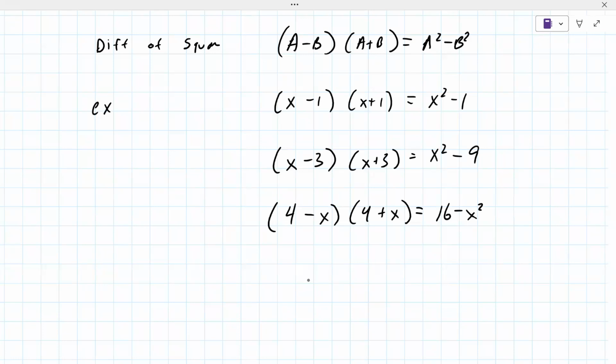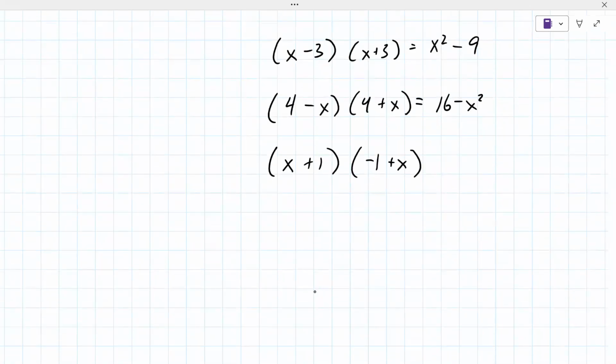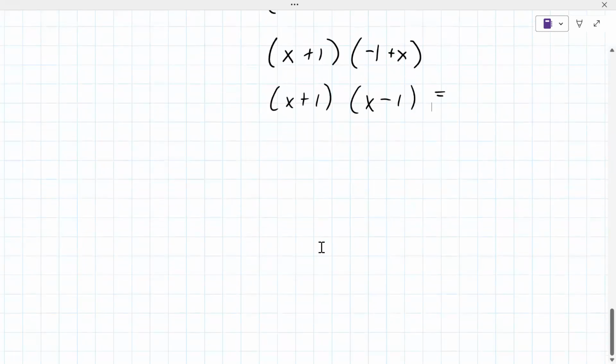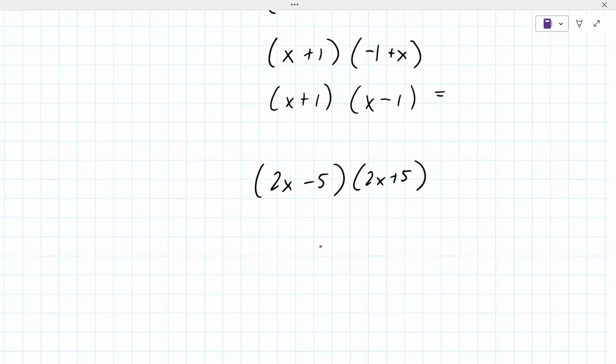All right. Now your teacher could be deceptive though, and they could do something like this: x plus 1, minus 1 plus x. Is that difference of squares? Well, it doesn't look like it. But if you rearrange it and you go x minus 1 on the right, x plus 1 on the left, all of a sudden it is. So your teacher will probably do something like that. Okay. Now, the more difficult ones are when you get something like 2x minus 5, 2x plus 5.